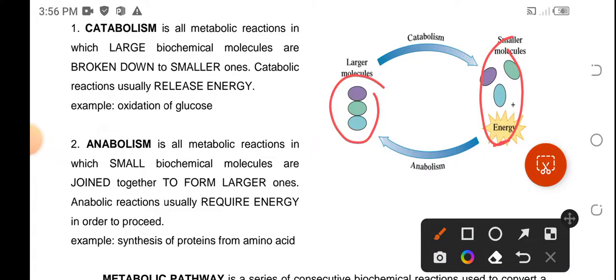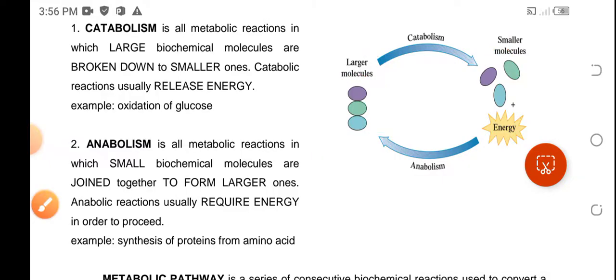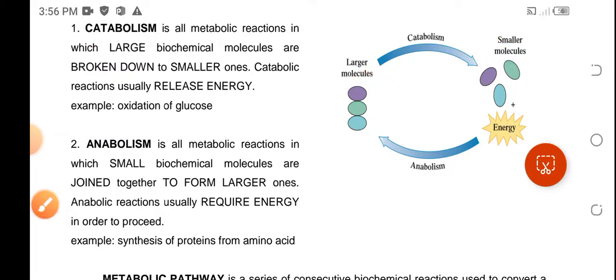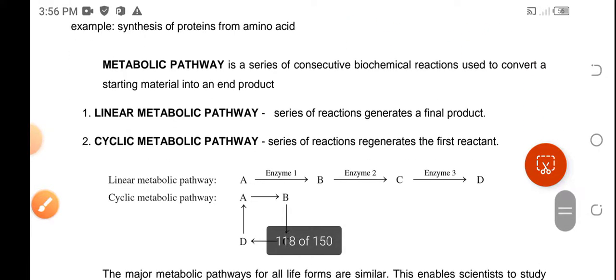So, laging tatandaan kapag lumiliit yung large molecules, so from large to small, cut. Okay, so parang nag-cut ka, catabolism. And for anabolism, of course, from small to large.